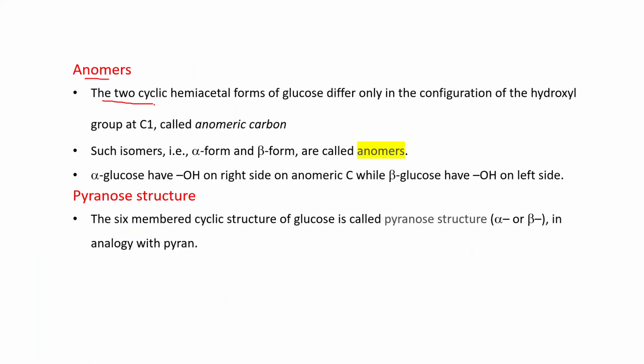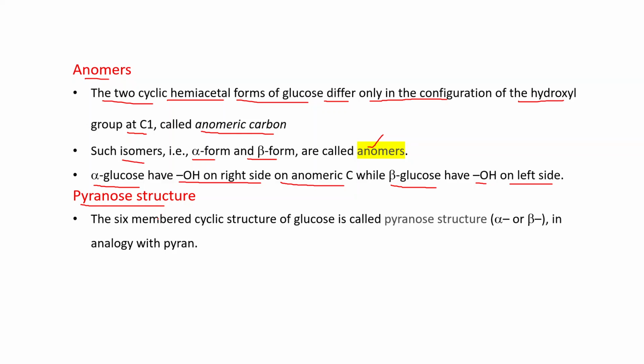Anomers. The two cyclic hemiacetal forms of glucose, that is alpha and beta, differ only in the configuration of the hydroxyl group at C1, called the anomeric carbon. Such isomers, that is alpha form and beta form, are called anomers. Alpha glucose has OH on the right side on the anomeric carbon, while beta glucose has OH on the left side on the anomeric carbon. Next one is pyranose structure.